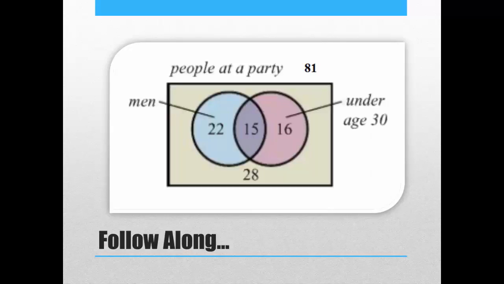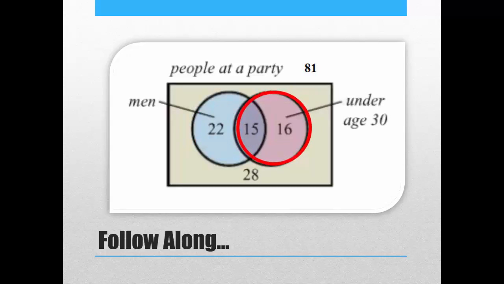Let's see if we can take an actual example and follow along by identifying all the regions of the following Venn diagram. We see that there are 81 people at the party. In total, there are 37 men at the party. 22 of those men do not share the other characteristic, being under the age of 30.